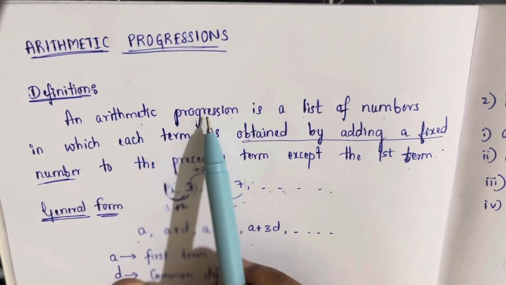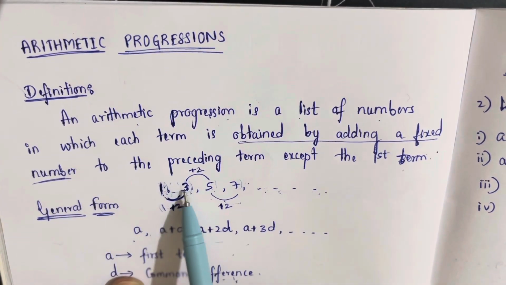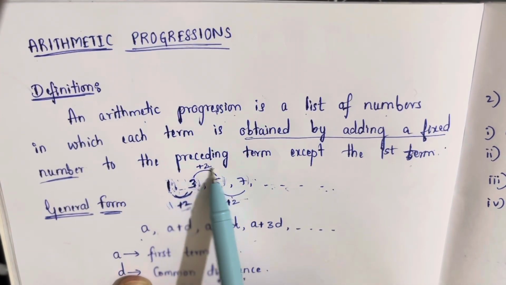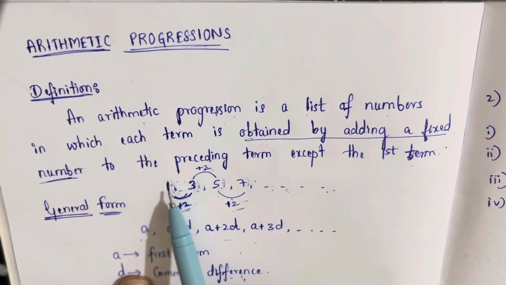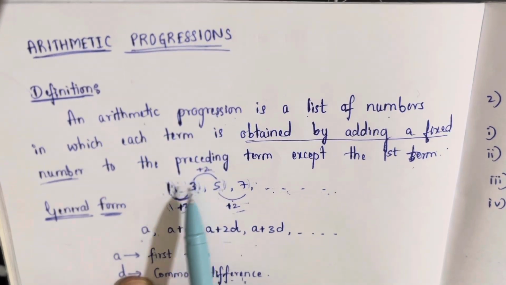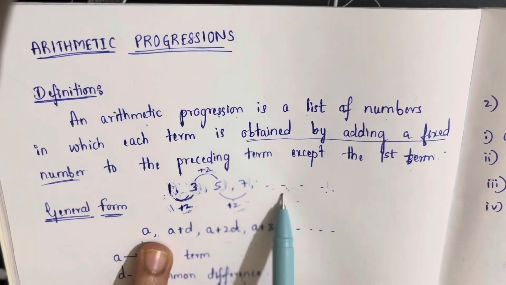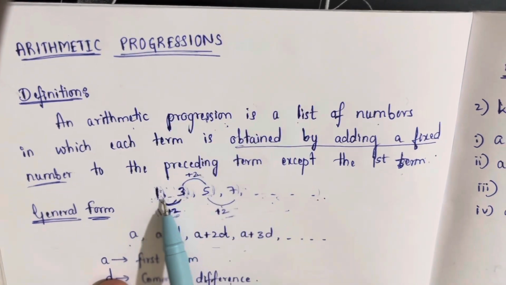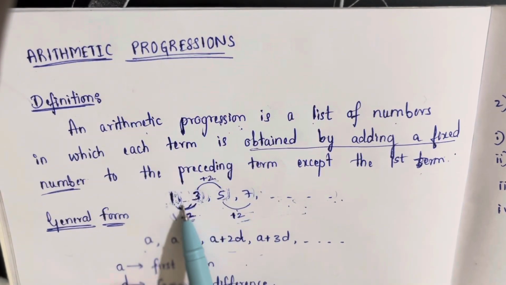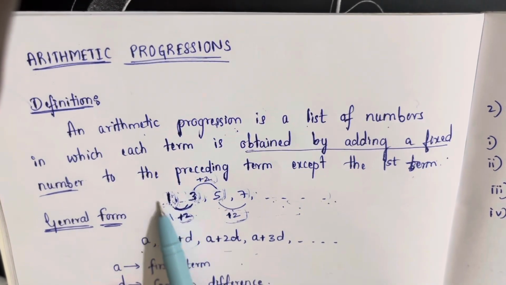An arithmetic progression is a list of numbers in which each term is obtained by adding a fixed number to the preceding term. The preceding term is the number which comes before it. We are adding one fixed number to the number which comes before. This is known as an arithmetic progression. Got it, right? It is a list of numbers in which each term is obtained by adding a fixed number to the preceding term, except the first term.